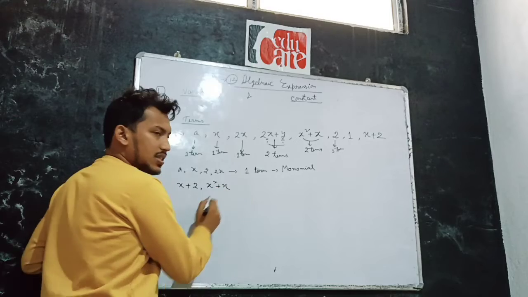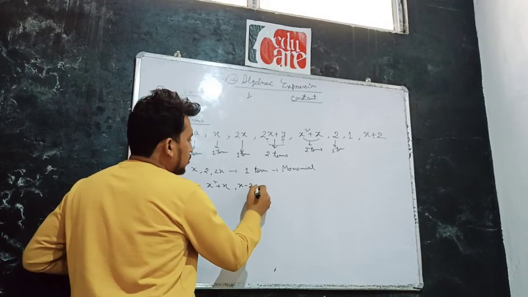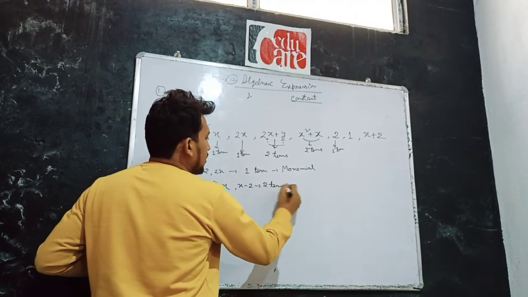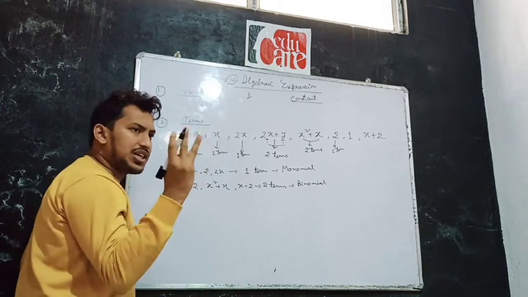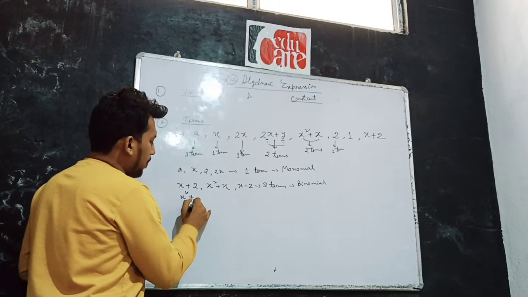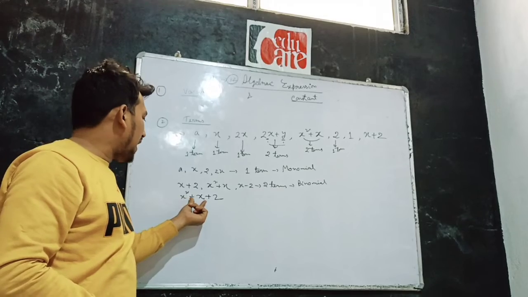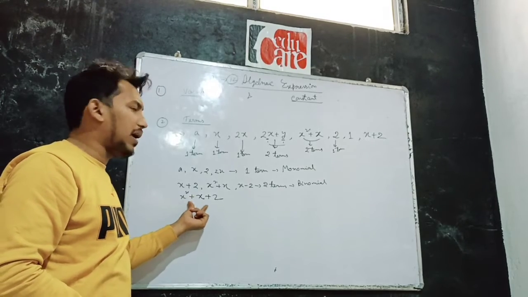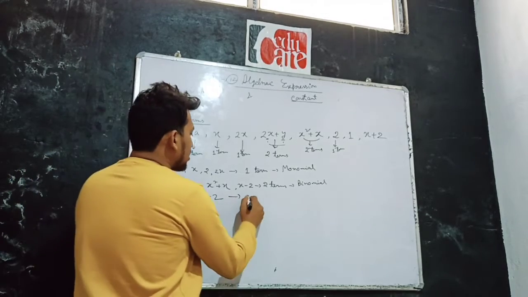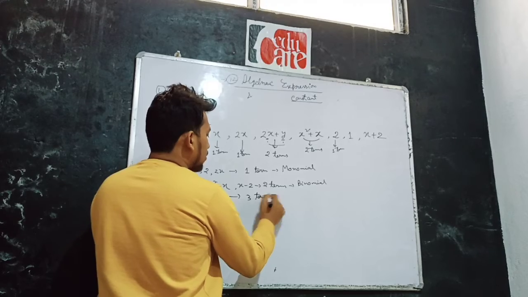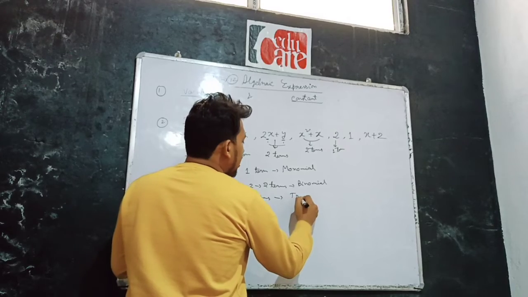x square plus x, x minus 2, there are two terms. That is a binomial. If there are three terms, x square plus x plus 2, three terms are there. If plus and minus are separating the terms, then it can be three terms or more. Three terms means trinomial.